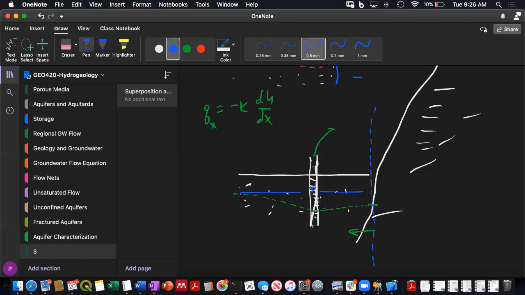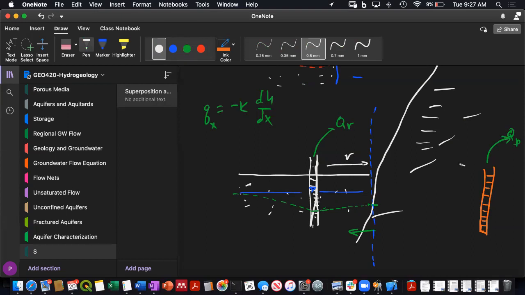And the way I can calculate the total drawdown in this well is by adding an imaginary well over here in the bedrock. We call this an image well. This is an imaginary well pumping at the same rate, and the same distance away from my impermeable boundary, even though that doesn't look like it, it's the same distance.